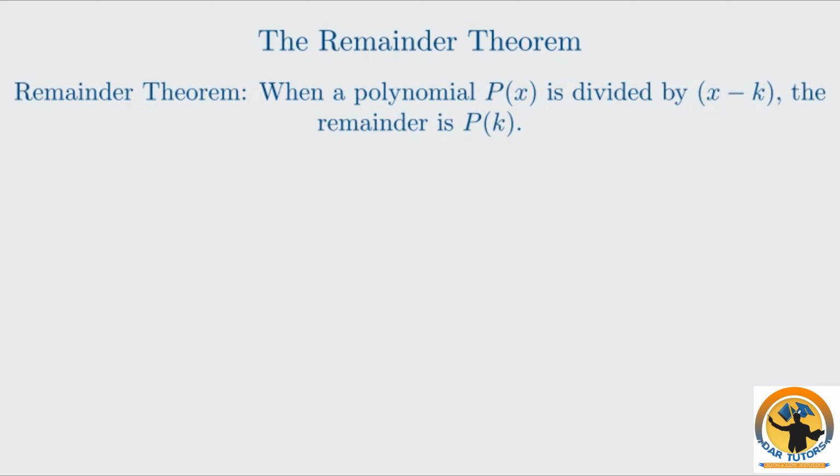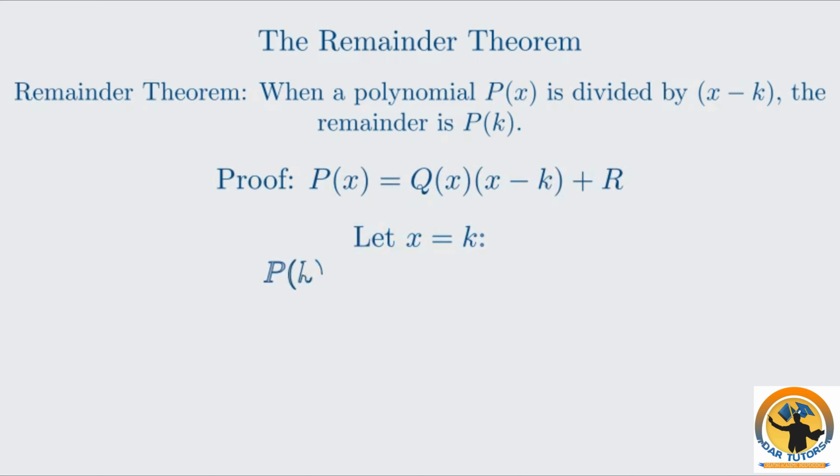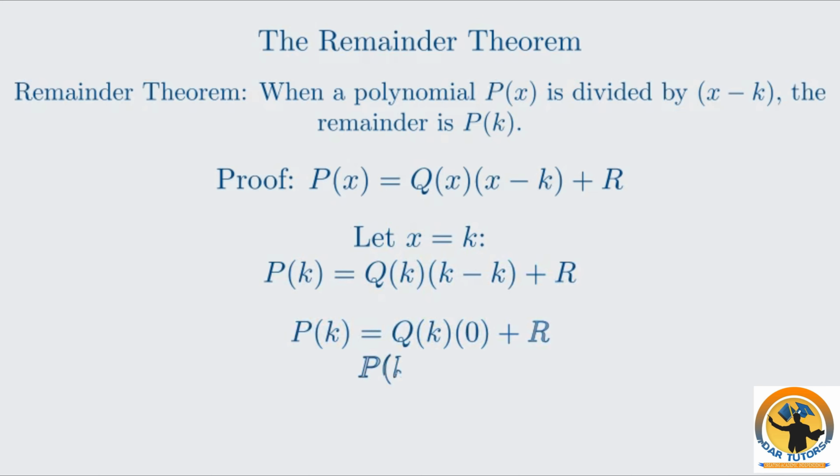Let's prove this. By the division algorithm, we can write any polynomial p of x as the product of the divisor, x minus k, and some quotient polynomial q of x, plus a remainder r. So p of x equals q of x times the quantity x minus k plus r. Now, let's substitute x equals k into this equation. We get p of k equals q of k times the quantity k minus k plus r. Since k minus k is 0, the entire first term vanishes, leaving us with p of k equals r.